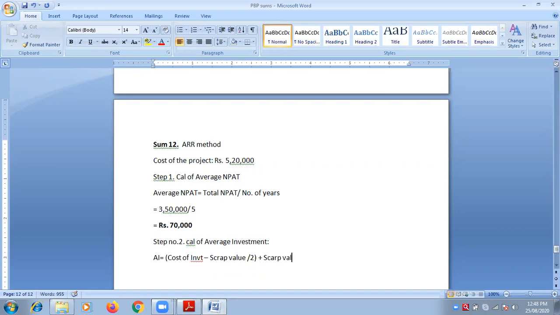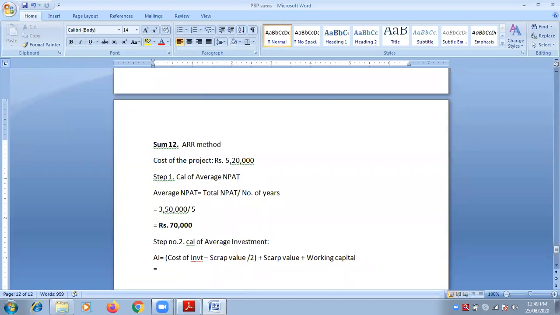Scrap value or salvage value, it is one and the same thing. Again, add working capital, additional working capital. Okay, this is the formula. This is the formula that we have to apply. Note this formula somewhere. This is very important.